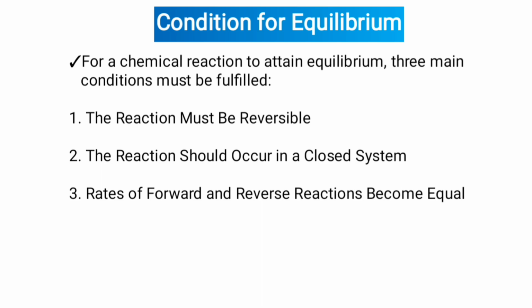Now, conditions for equilibrium. Dear student, for a chemical reaction to attain equilibrium, three main conditions must be fulfilled. The first one is the reaction must be reversible. The second one, the reaction should occur in a closed system. And the third one is the rates of forward and reverse reactions become equal.